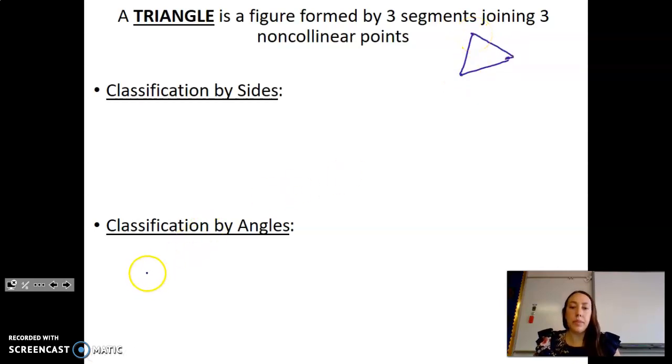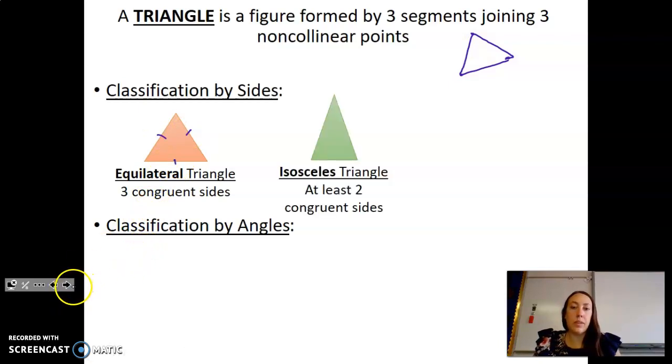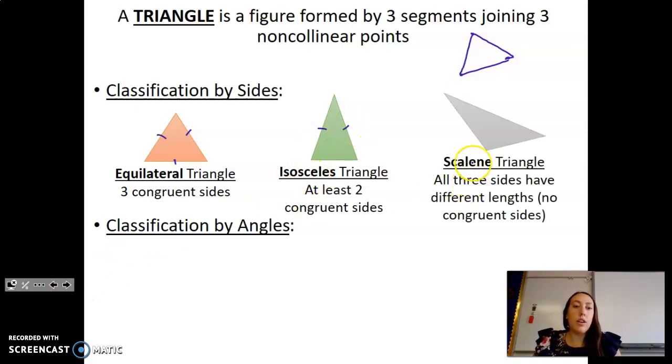Not a new idea. We can classify triangles by sides and by angles. So if a triangle has three equal sides, we call that triangle equilateral. If a triangle has at least two congruent sides, we call that triangle isosceles. And then if all three sides are different, we call that scalene. So these are the three different ways we can classify a triangle by sides. Equilateral if all three sides are the same length, isosceles if at least two sides are the same length, and then scalene if all three sides are different.